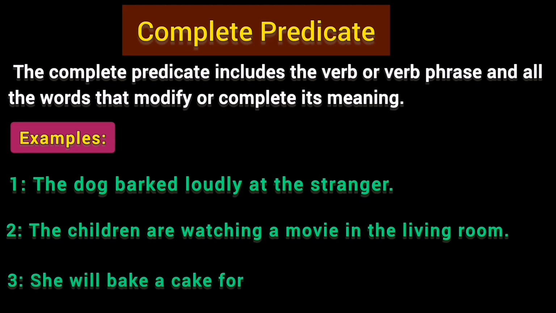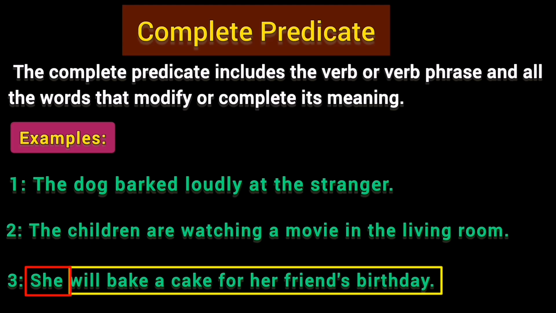She will bake a cake for her friend's birthday tomorrow. Look at this example. Here the pronoun, she, is the subject and the part, will bake a cake for her friend's birthday tomorrow, is a complete predicate. It captures the full scope of the action by including the future tense verb phrase, the object of the action, the purpose of baking, and the timing of the event, giving a comprehensive view of what she plans to do. Simply, it has an object, a cake, and modifiers. Therefore, it's said to be a complete predicate.